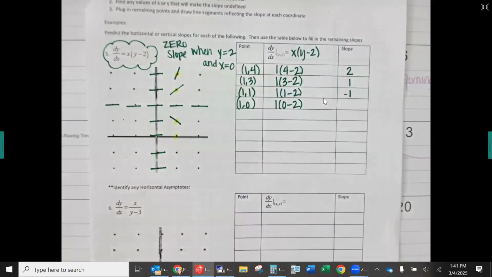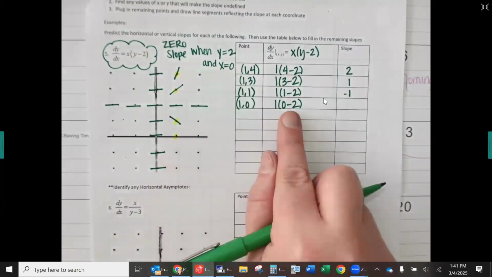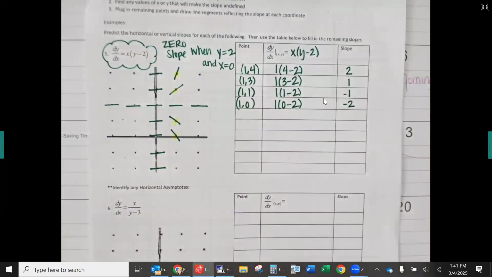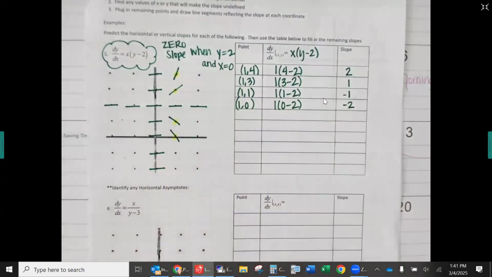And then for the next one, what will my slope come out to be? Negative 2, and I can see it got steeper. Now, you should notice that this pattern is going to continue. I had a perfect diagonal, then I got steeper. So for your next 2, go steeper, steeper.